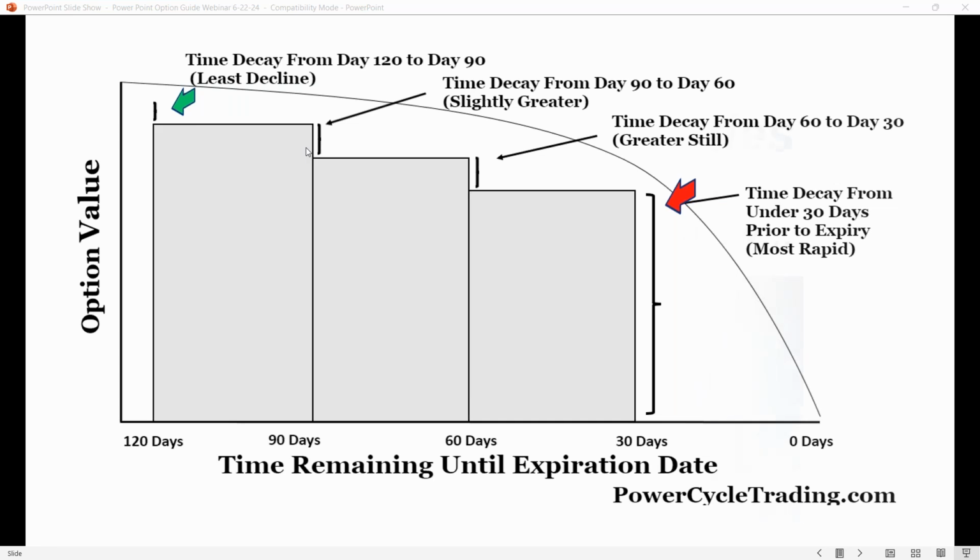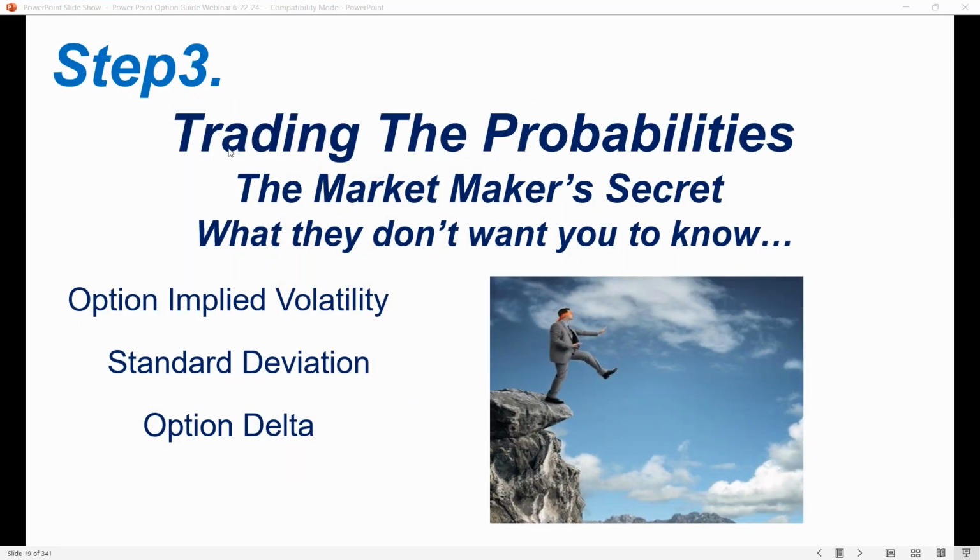Okay, so step 3 then is trading the probability. This is what I refer to as the market maker's secret. It's what they really don't want you to know, because once you know all these different things about how options pricing works, then they're not going to be able to take advantage of you as much, right?